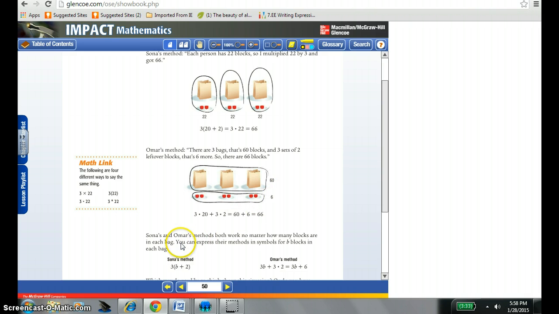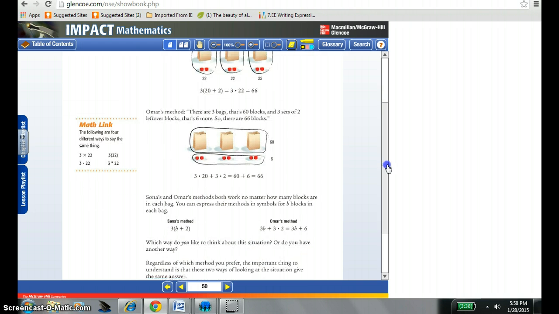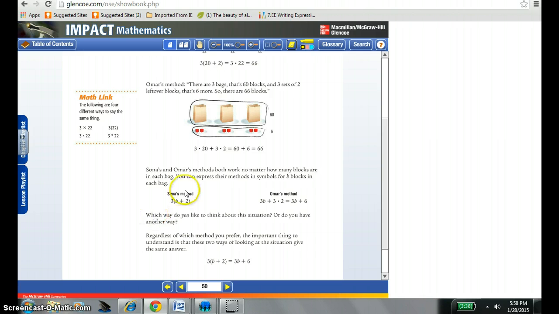So it says here in your book, SONA and OMAR's methods both work no matter how many blocks are in each bag. And here's how you would express it algebraically. For SONA, it doesn't matter how many blocks there are in each bag. We're going to call it B. She's always going to take that amount, add the 2 standalone blocks to it, and then multiply it by 3 because there are 3 sets of these bags and blocks. Now OMAR's is going to be different.